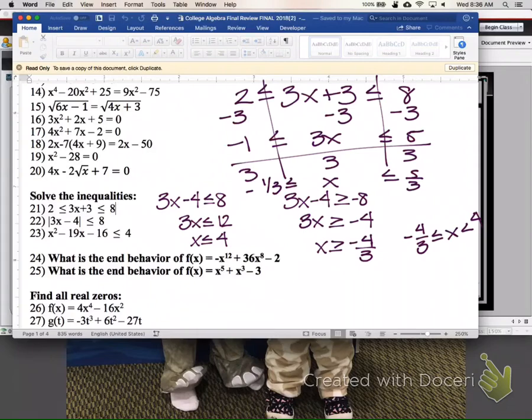25, when you have end behavior for odd positive, the left side goes down, the right side goes up. You're going to see their answer says quadrant 1 and 3. That's because the right side goes up into quadrant 1, the left side goes down into quadrant 3. It's just notation.